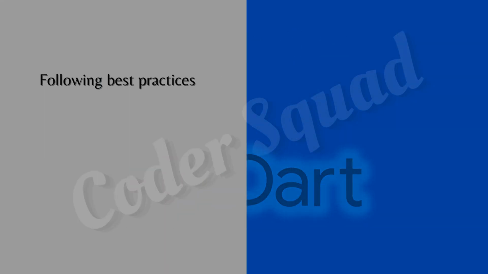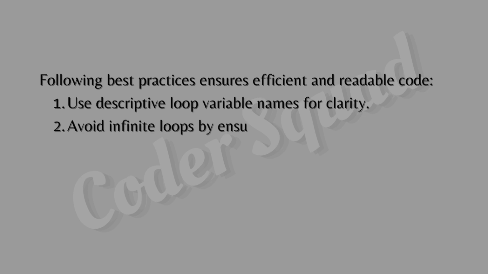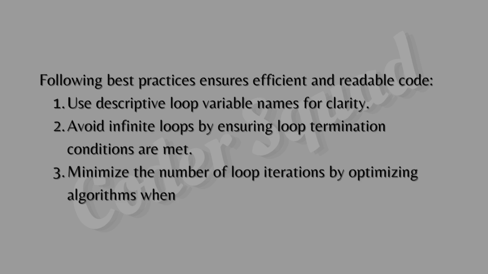Following best practices ensures efficient and readable code. 1. Use descriptive loop variable names for clarity. 2. Avoid infinite loops by ensuring loop termination conditions are met. 3. Minimize the number of loop iterations by optimizing algorithms when possible.